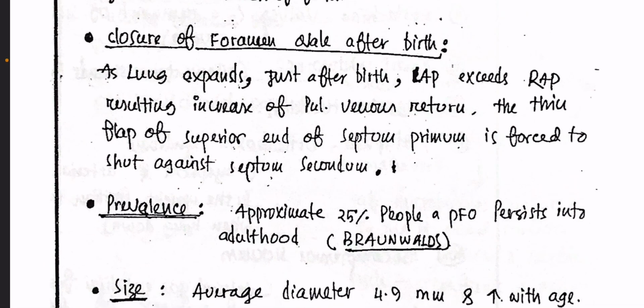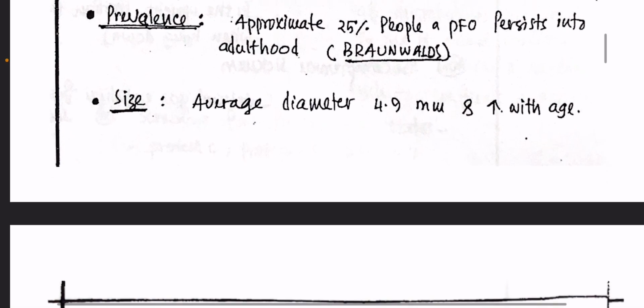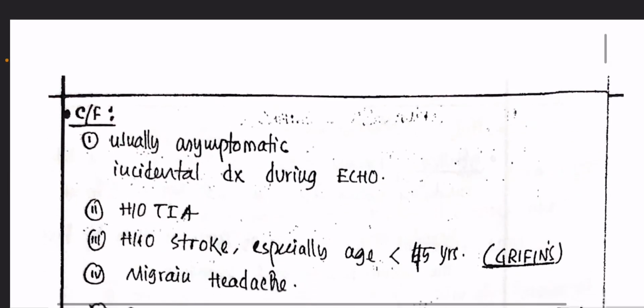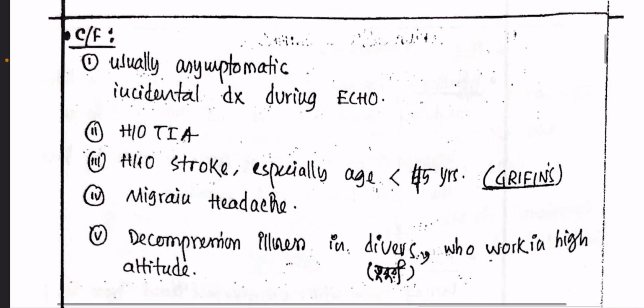Prevalence: approximately 25% of people have PFO persisting into adulthood. Size: average diameter is 4.9 mm and increases with age. Clinical feature: usually asymptomatic, incidental diagnosis during echo.